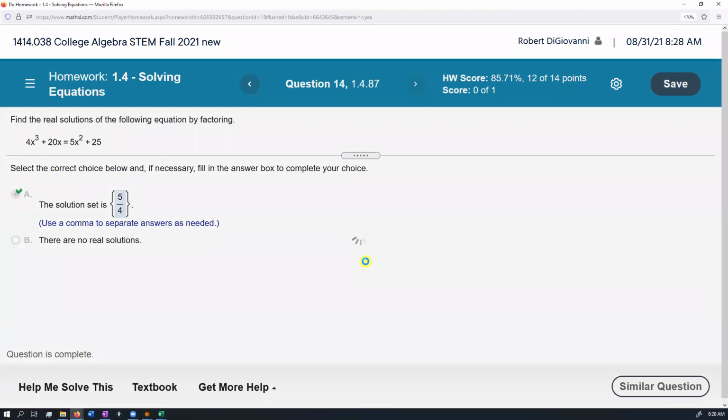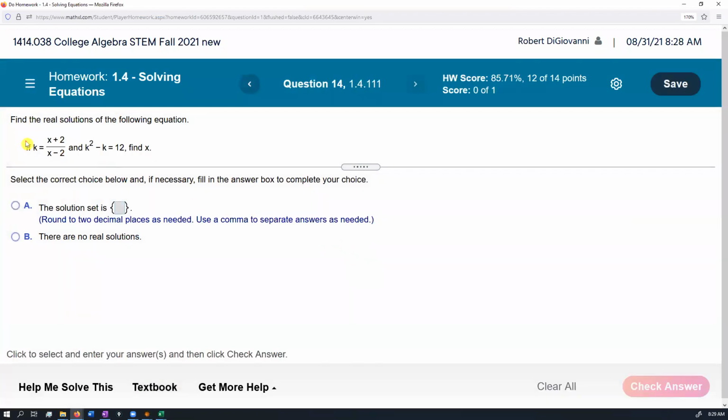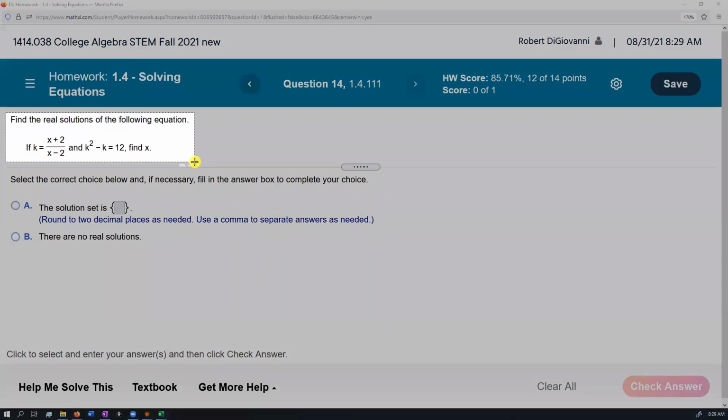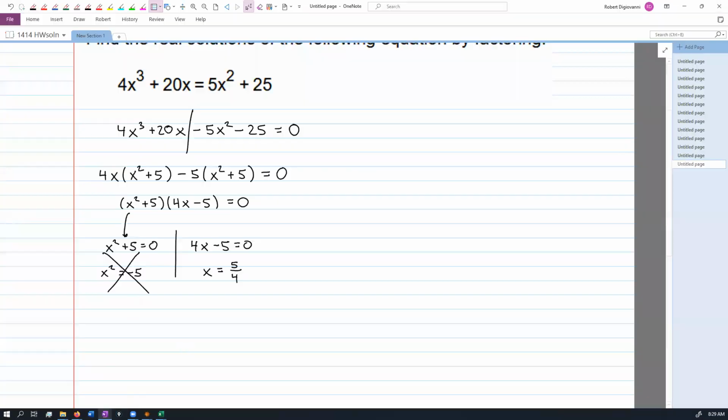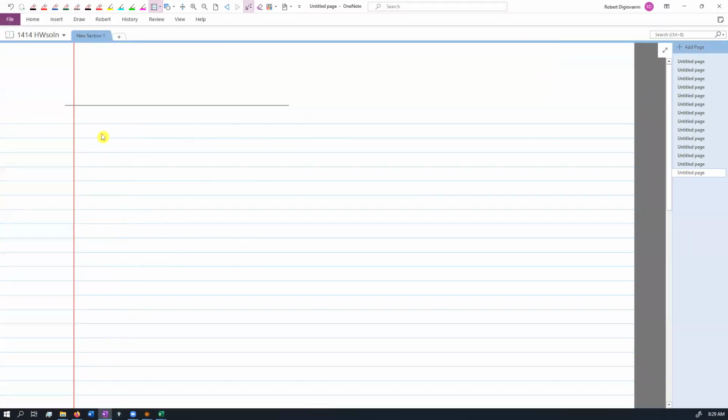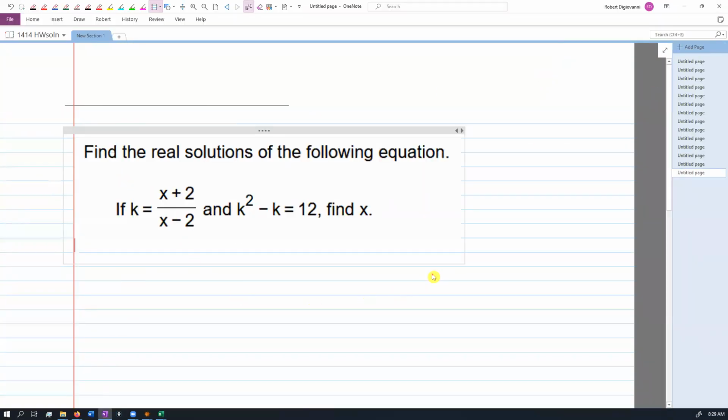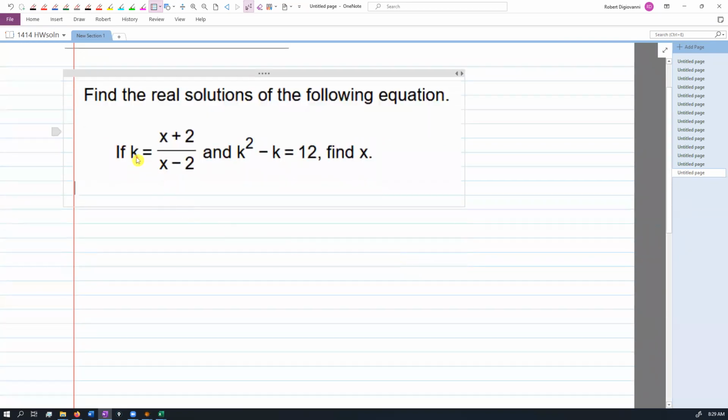All right, how are we doing here? Last one? Is this the last one? No. Yeah, I think this is the last one. Find the real solutions, if any, of this equation. What the heck? Okay, find the real solutions of the following equation. If k is equal to this, and k squared minus 4k equals 12, find x.